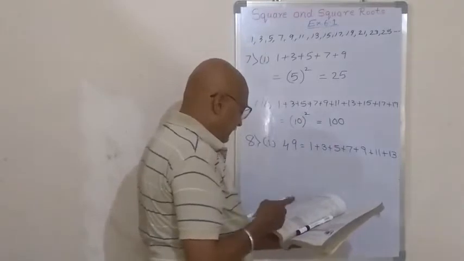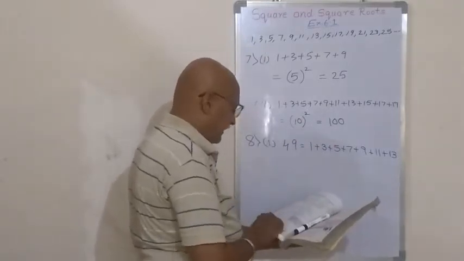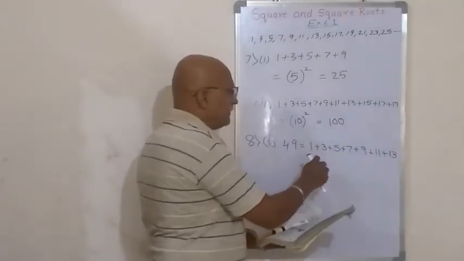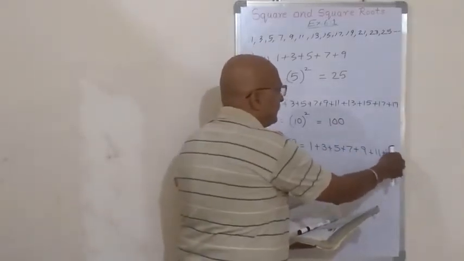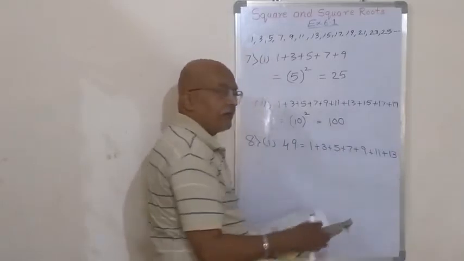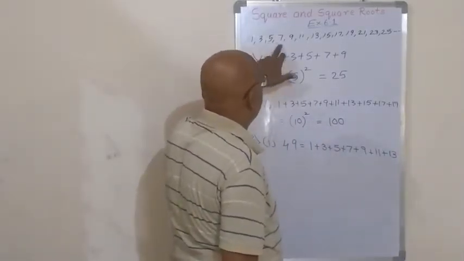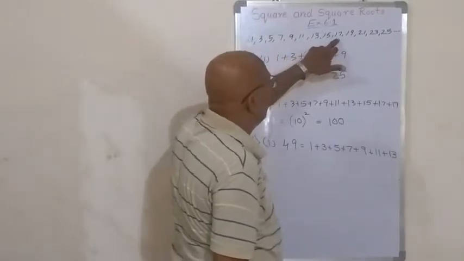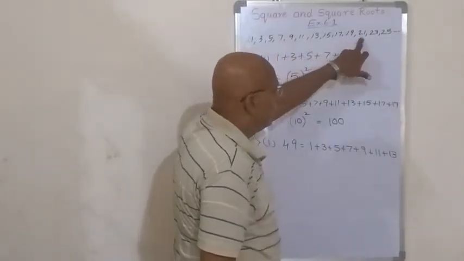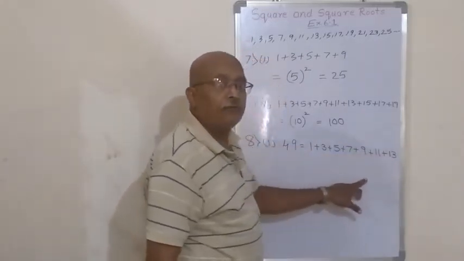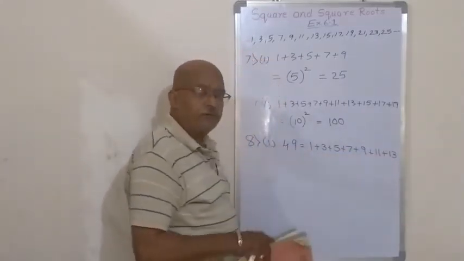In the same way, you can express 121 as the sum of 11 odd numbers. You just have to extend this up to the 11th odd number. What is the 11th odd number? 1, 2, 3, 4, 5, 6, 7, 8, 9, 10, 11: it is 21. So you have to add this series up to 21, and you will get your solution.